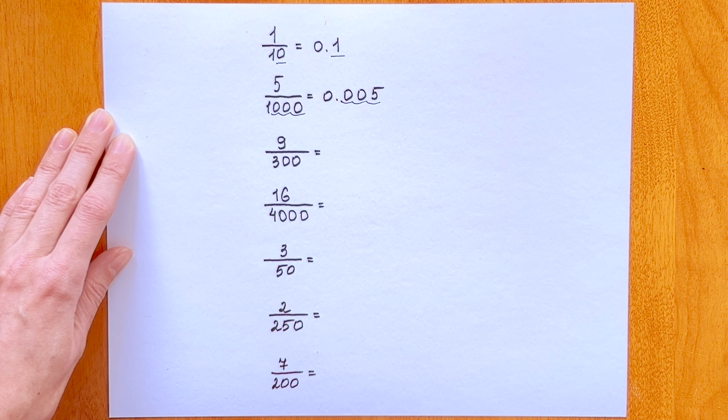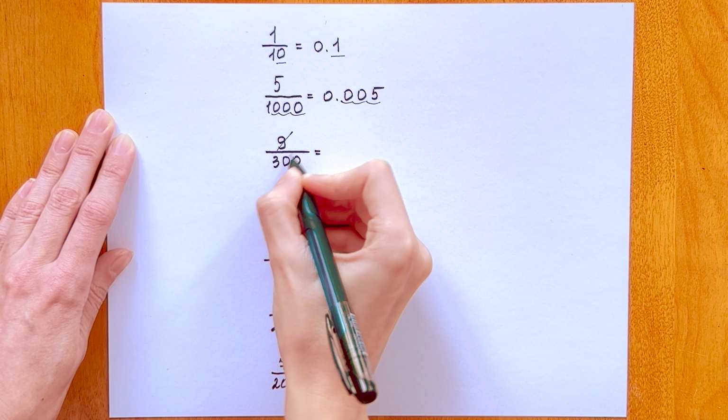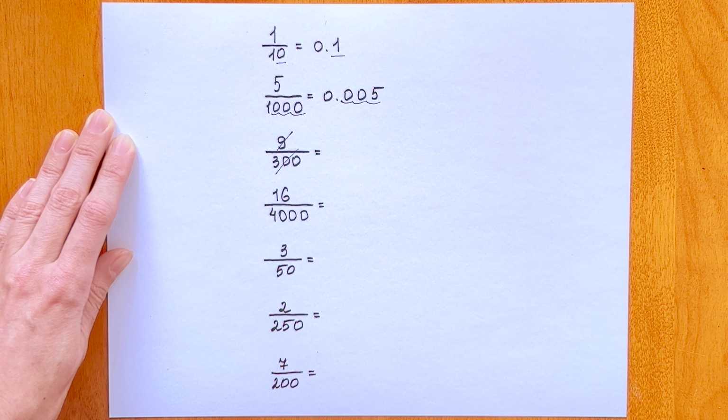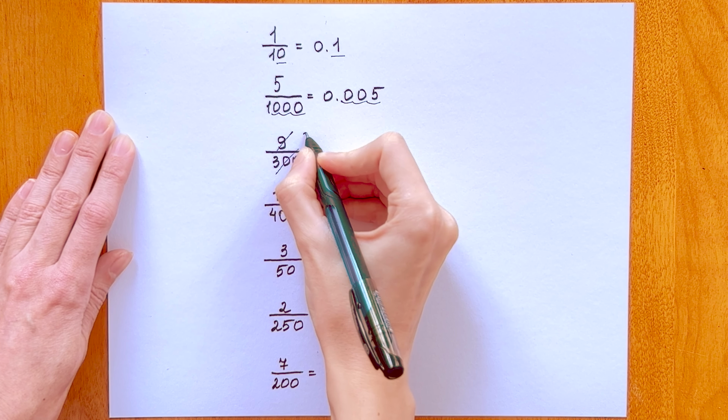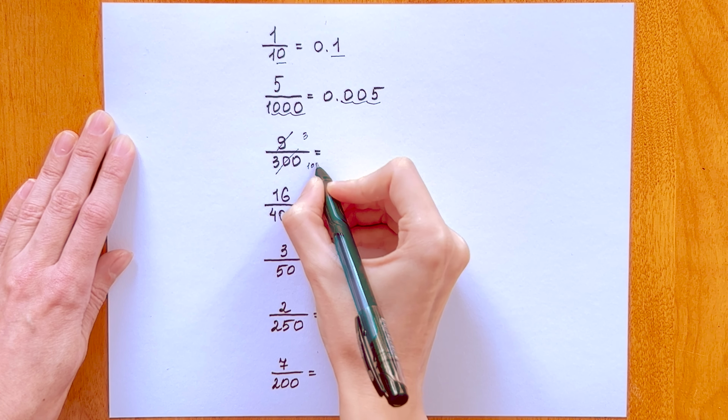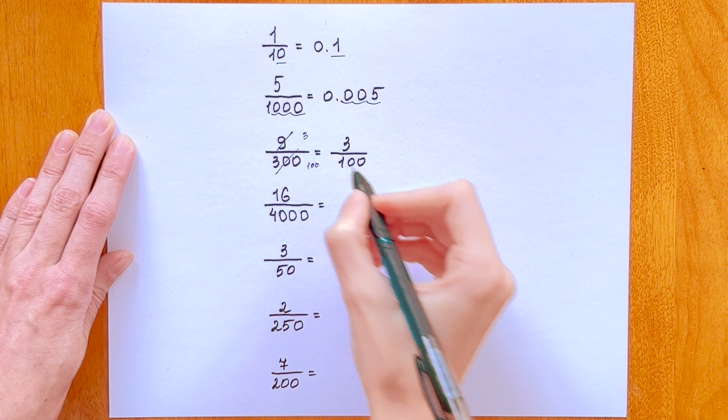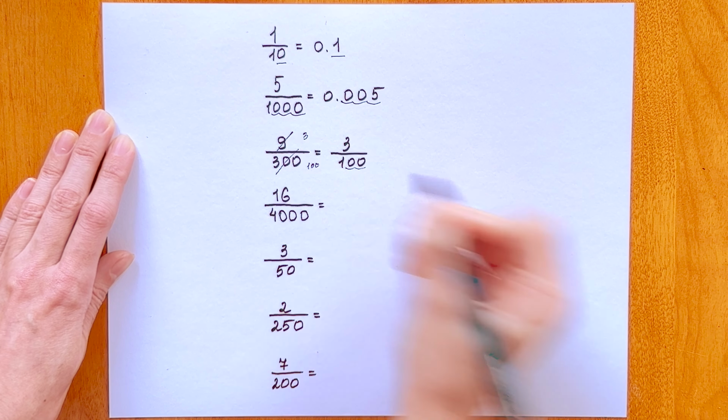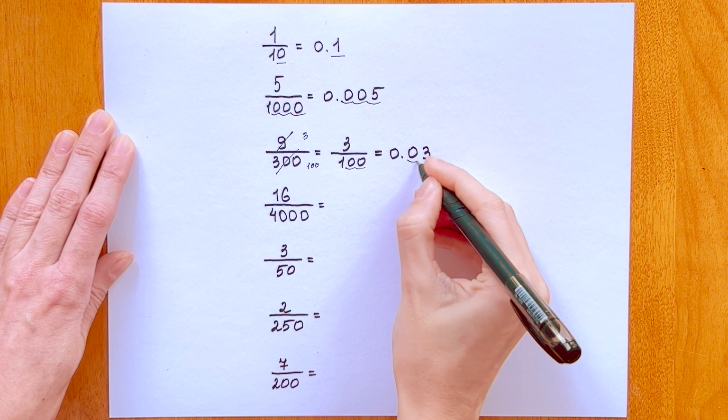Is it a dead end? No, it's not. Let's just cut the numerator and the denominator so that 300 turns into 100. And that is by 3, so we get 300s. 100 has 2 zeros, so the answer will also have 2 digits after the dot.